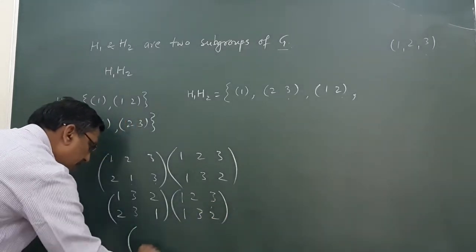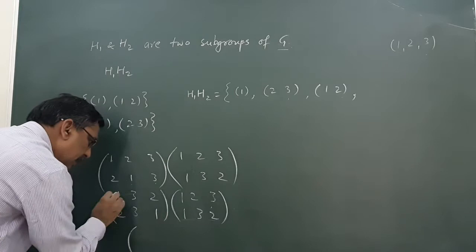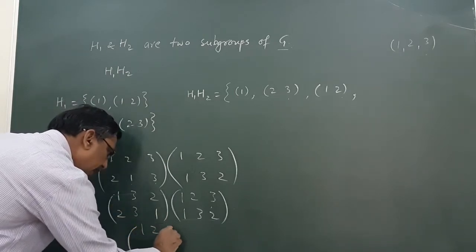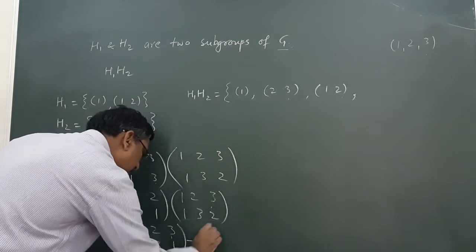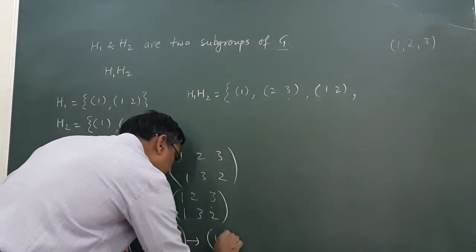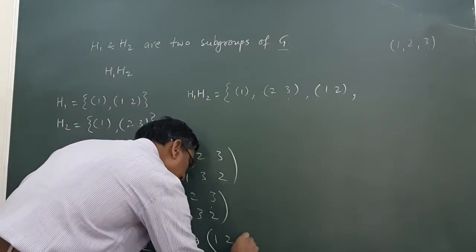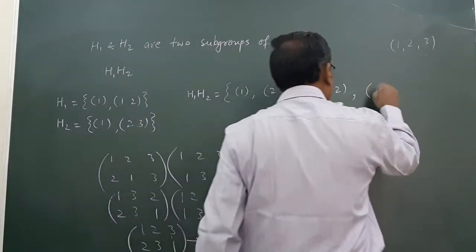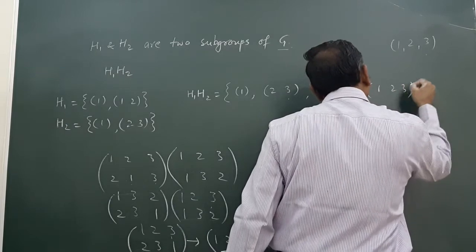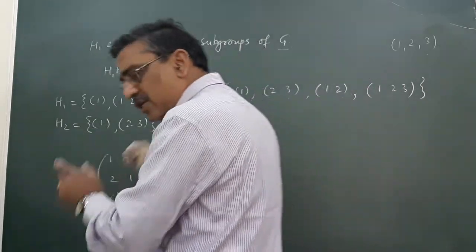So this will be equal to image of 1 is 2, 2 is 3, 3 is 1. That is (1 2 3). So this will give us (1 2 3). This is the permutation in H1 H2.